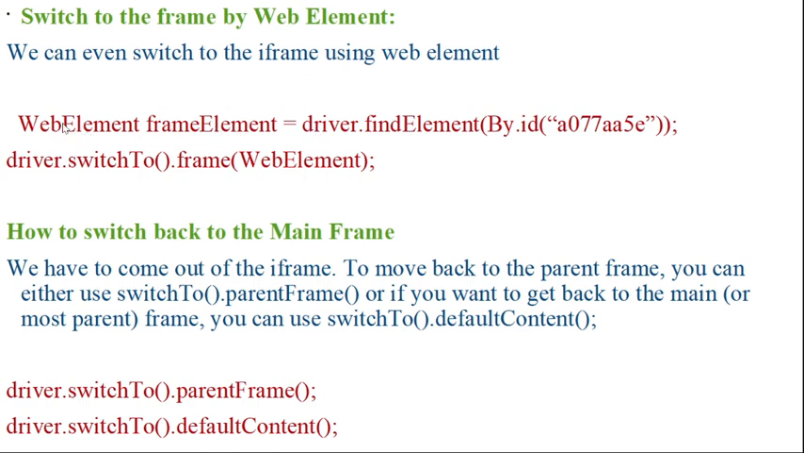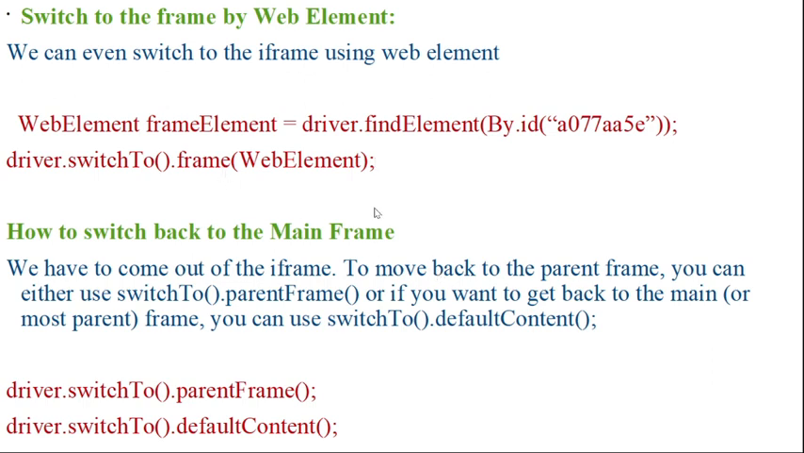You need to use a WebElement variable, with any variable name, like frame element, equals driver.findElement. Here by.id if you have created the ID, or if you have created the locator with the help of CSS, you can use by.cssSelector, or if you have created the XPath for that, you can use by.xpath. And inside the double quotes, you provide that locator. Now you can use the same method, driver.switchTo().frame, and inside that frame you pass that variable name. Like I have used frameElement, so you can pass the frame element over here.